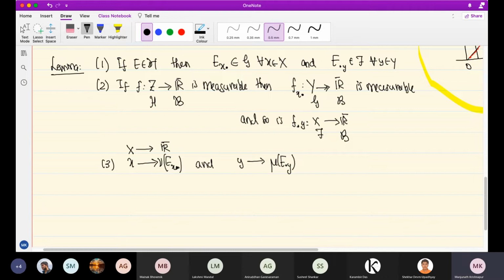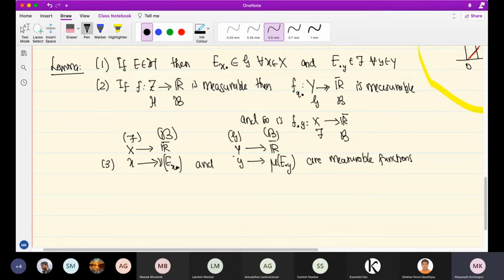So not only is E_x measurable for each x, the measure of that set in the other measure space, those will be measurable. That's the statement. These are measurable functions in the corresponding sigma algebras. This is here with F, here with G. So here with F and the Borel sigma algebra, and here with G and the Borel sigma algebra.